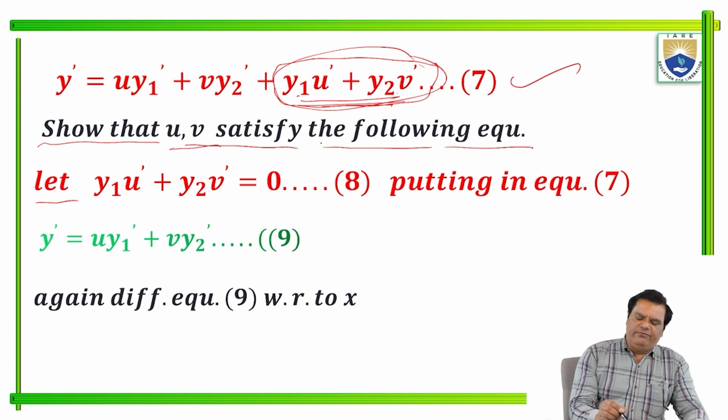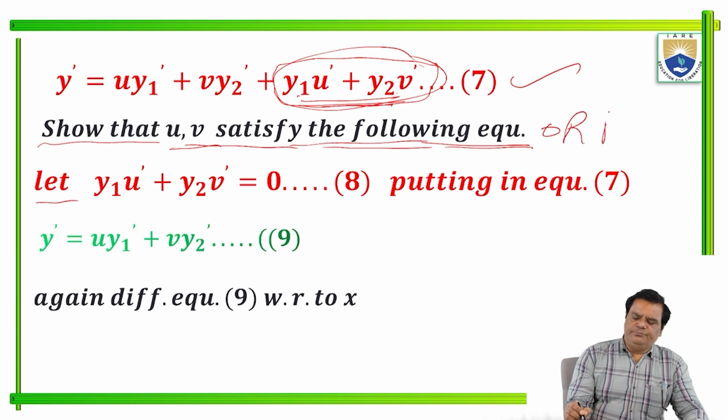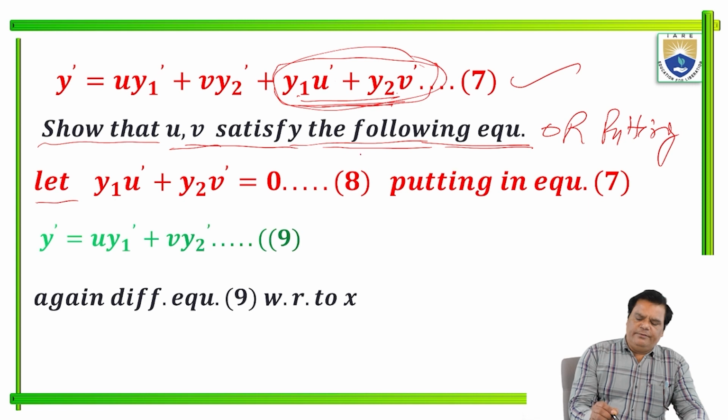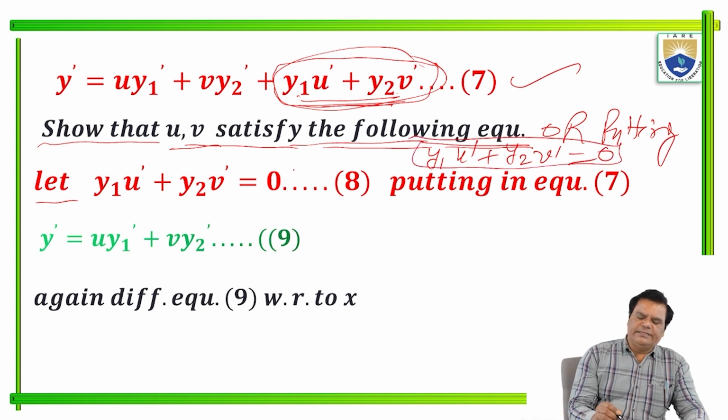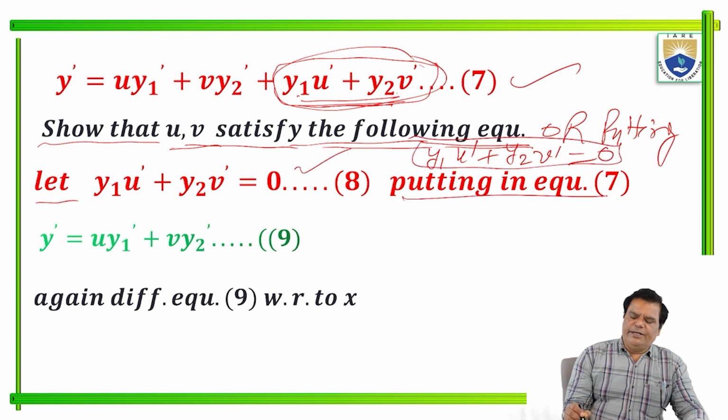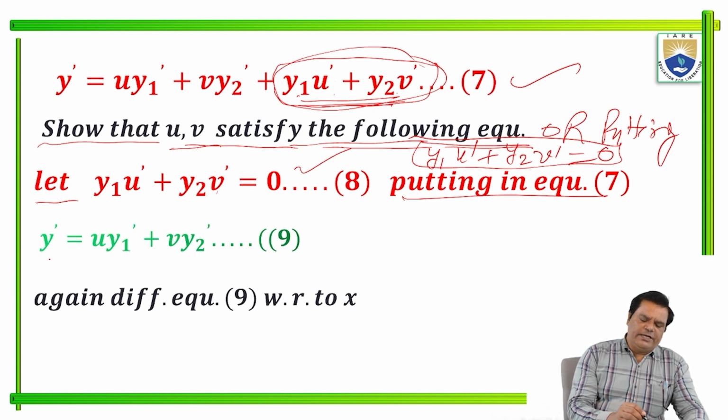So that u and v satisfy the following equation, putting y1 u dash plus y2 v dash equal to 0. Putting this result 0, equation 8. Putting in equation 7, this result is 0. Then we get y dash equal to u y1 dash plus v y2 dash, this is equation 9.